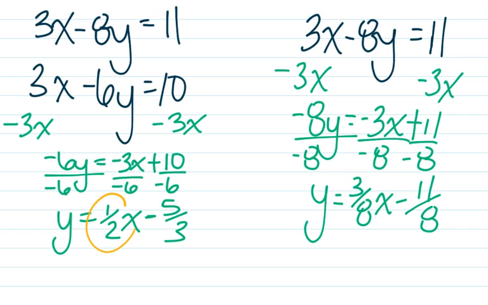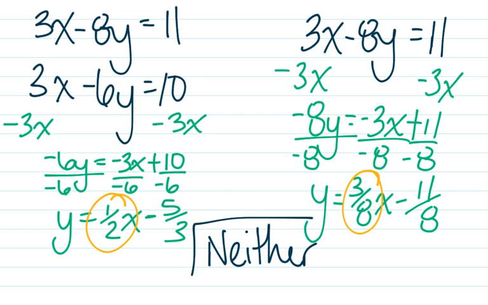So if we look at these two slopes, I have 1/2 here and 3/8 there. They are not the same, so they're for sure not parallel. And they're not opposites of each other because both are positive, so that means that they are neither parallel nor perpendicular. And that's lesson 2.14, identifying parallel and perpendicular lines.